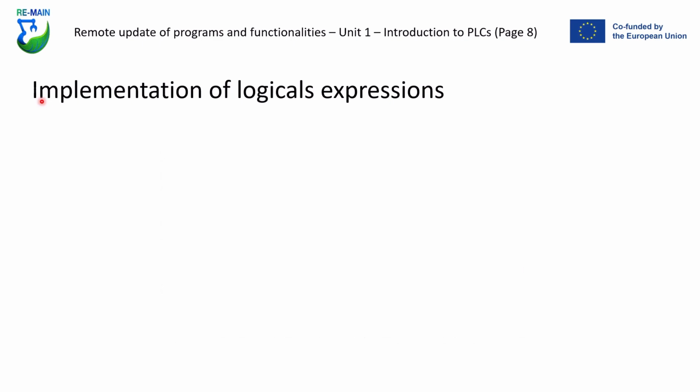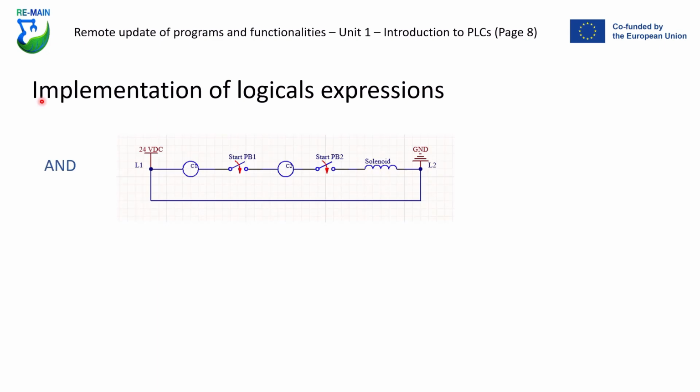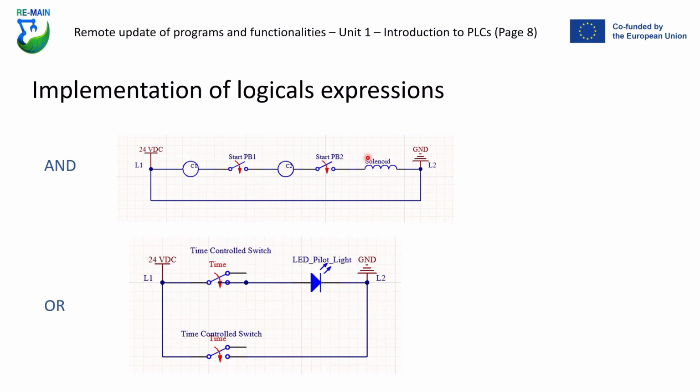Logical expressions in a relay control logic system can be implemented as follows. An AND logical expression is implemented with normally open contacts in series, which in this case means if the first contact is closed and the second contact is closed, only in this case the solenoid is energized. The OR expression is implemented with normally open contacts in parallel, which means here in the example, if the first contact is closed or the second contact is closed, the coil is energized.